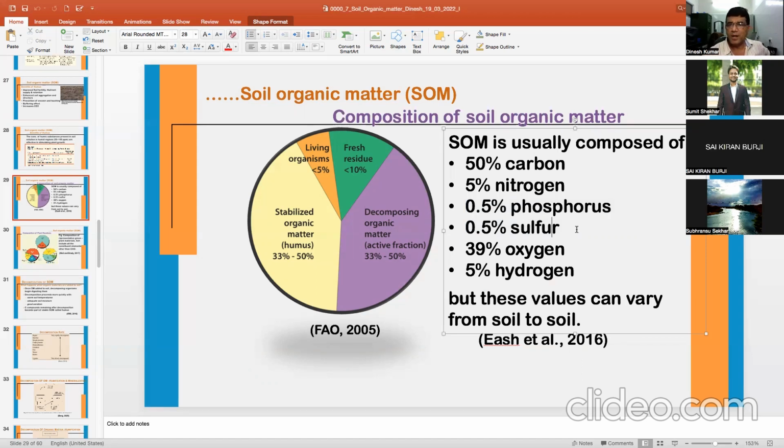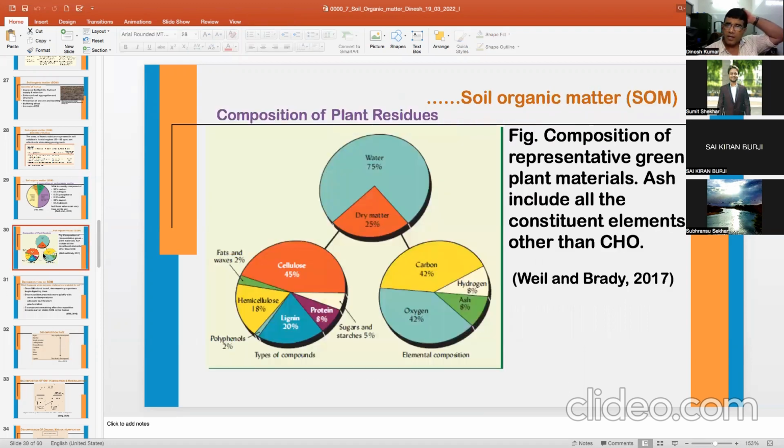However, sometimes you can find 40% carbon, sometimes 58% carbon and so on. So you can see, at one particular point of time, as I told you, fresh residues can be less than 10%. Decomposing organic matter, that is the active fraction, particulate organic carbon, 33 to 50%, and stabilized organic matter, meaning out of total organic matter in the soil, 33 to 50% can be in humus form, and less than 5% is in living organisms.